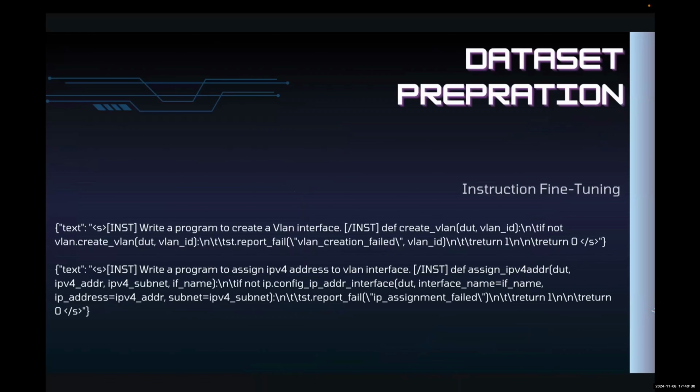To train any model, we need a dataset. In our case, the dataset consists of instruction sets, specific prompts designed to teach the model how to generate the correct code. Here are a couple of examples of the instruction sets we created. The first one being, we gave an instruction to create a VLAN interface, gave it the SpyTest API and the corresponding code. We also gave an instruction to assign an IPv4 address to the VLAN interface, provided it with the API and the corresponding code. We used these custom instruction sets to fine-tune our base model, teaching it how to correctly use the SpyTest API for VLAN configurations.